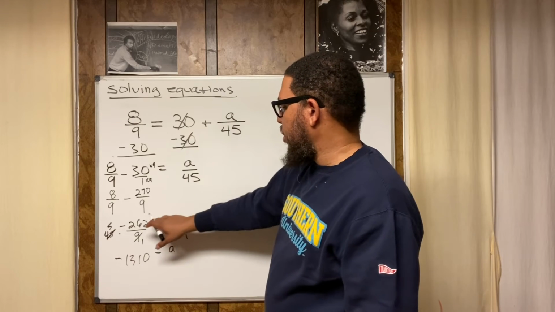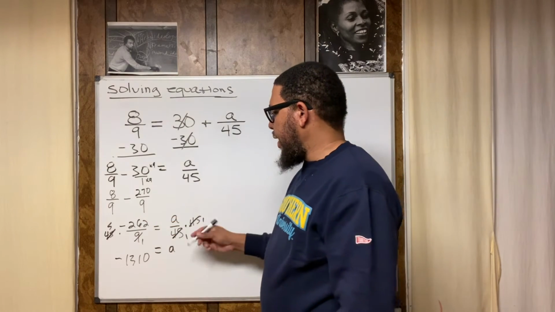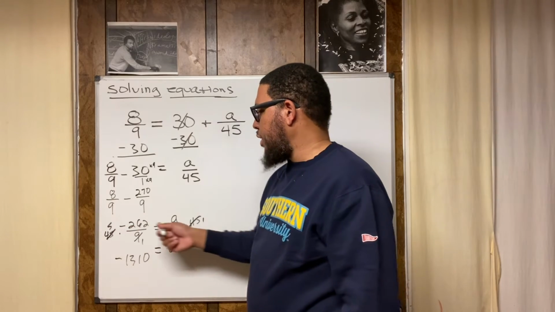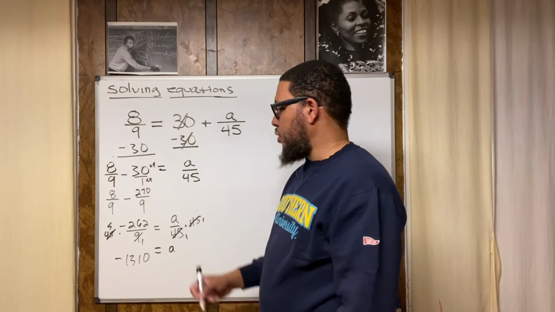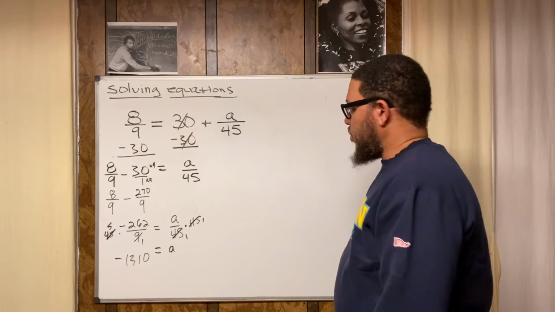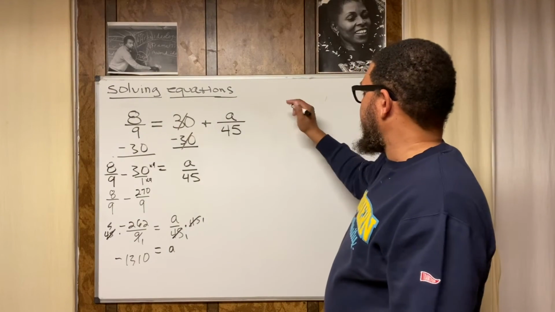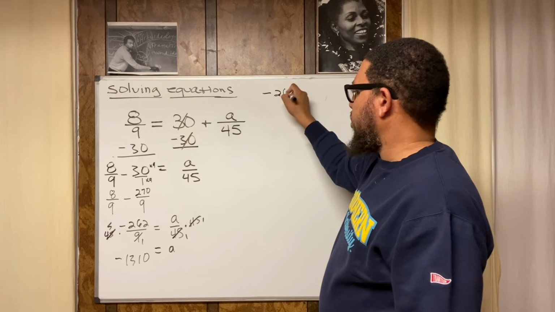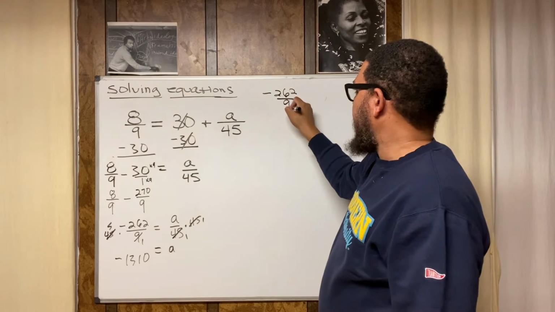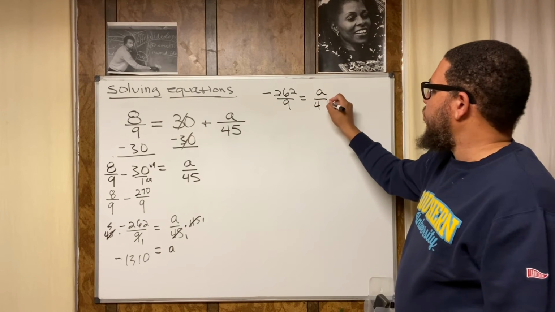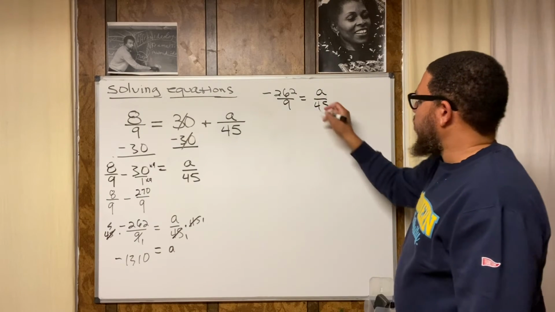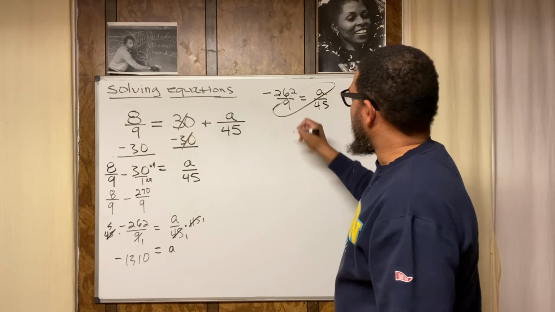Remember we got to this point, got to this proportion, and I decided to multiply by 45 on both sides instead of cross-multiplying, because you can also cross-multiply. So let me show you what that looked like. Let me just copy it up here. Negative 262 over 9 is equal to A over 45. Now, if we cross-multiply, we're going diagonal with it.